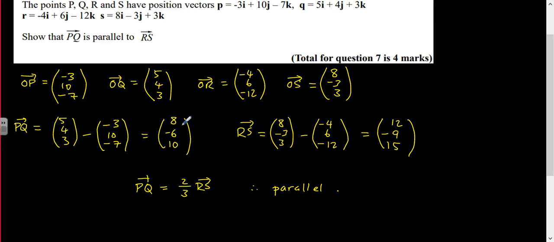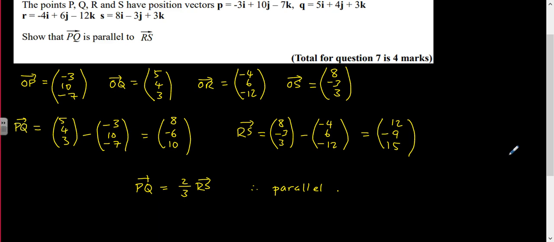So for PQ, it goes 8 units along the x-axis, minus 6 on the y-axis, and 10 on the z-axis. However, RS goes 12 on the x-axis, minus 9 on the y-axis, and 15 on the z-axis. So they are exactly the same direction. It's just that RS is longer.